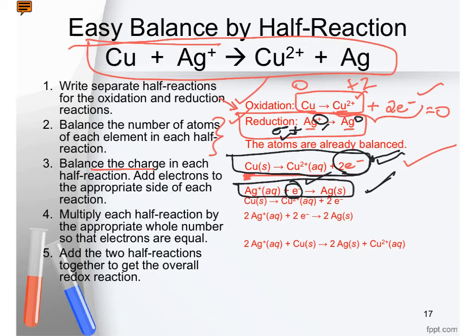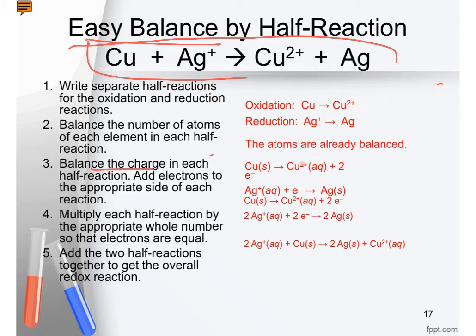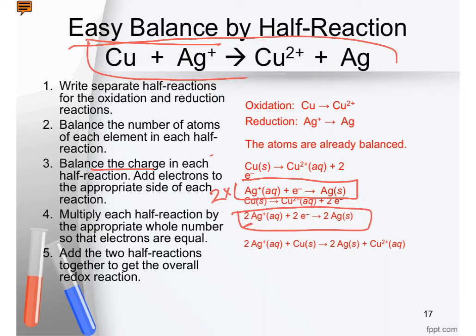So we are now going to erase all this. We are now going to multiply the silver half reaction by 2, so that it ends up being 2 electrons. So when we do that, you've got to multiply everything by 2, right? So then we get 2 silver cations, 2 electrons, and 2 solid silver atoms.